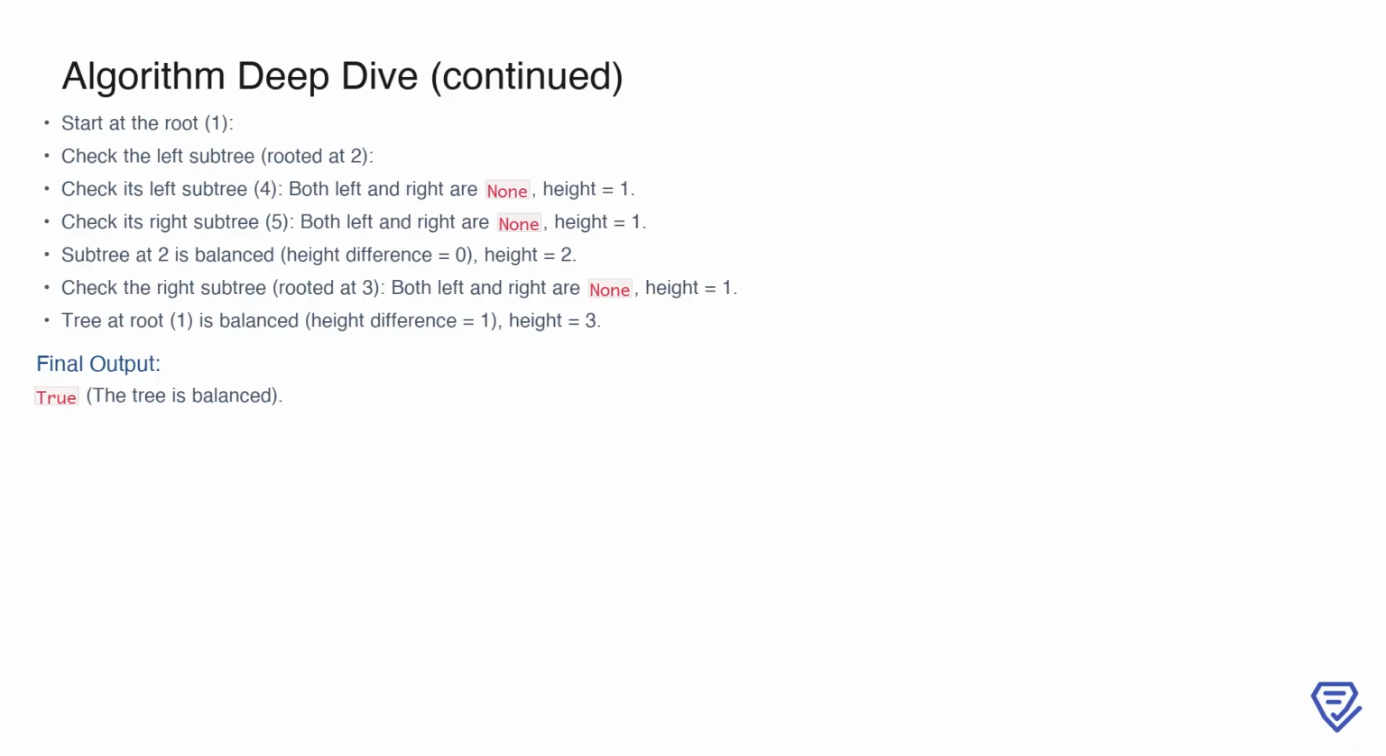Similarly, the right subtree of the root is a single node with no children, so it is balanced with a height of 1. At the root, the height difference between the left and right subtrees is 1, which means the entire tree is balanced. The height of the complete tree is 3. This step-by-step process confirms that the tree is balanced, and the algorithm returns true as the final output.